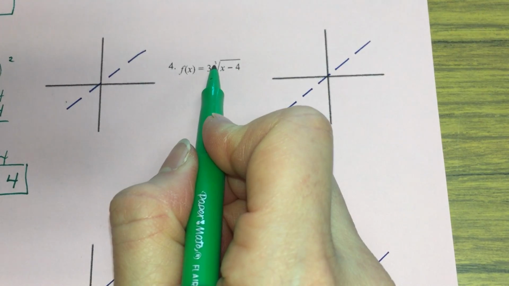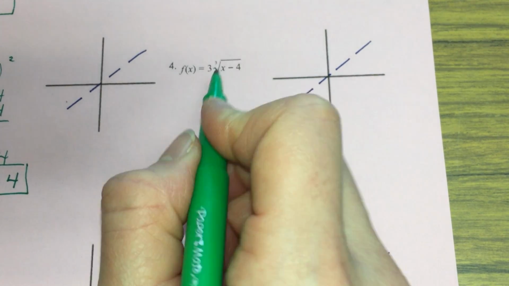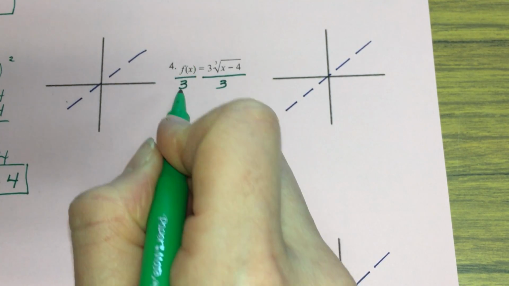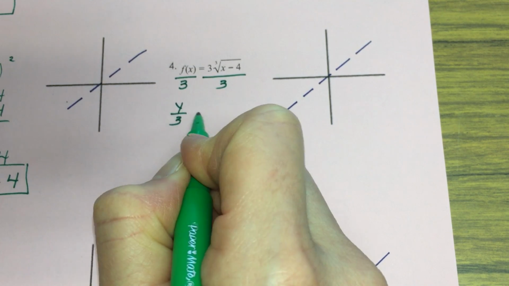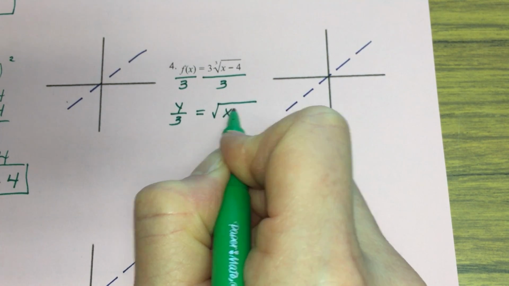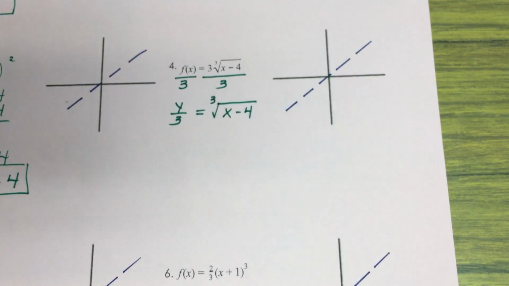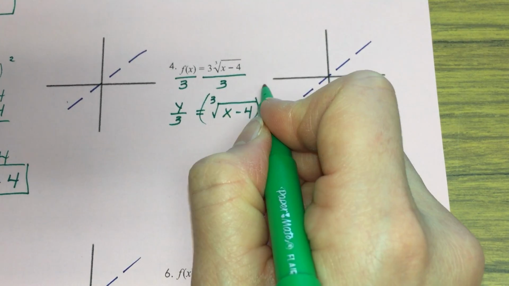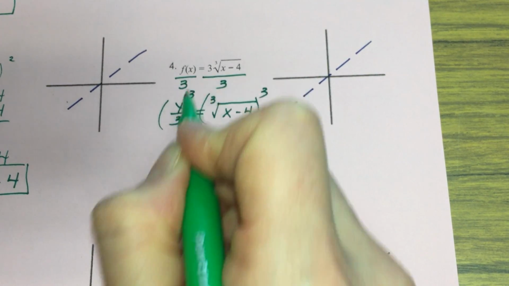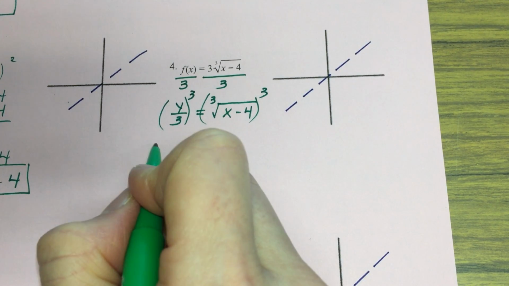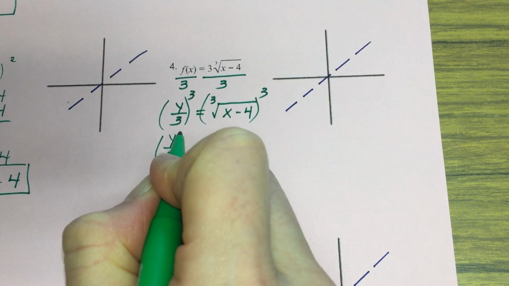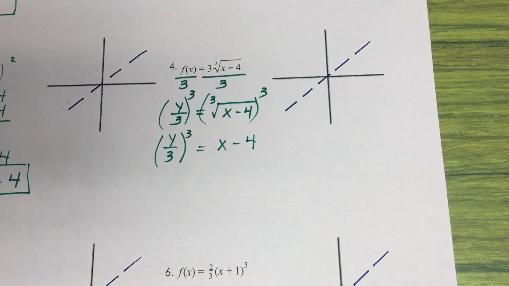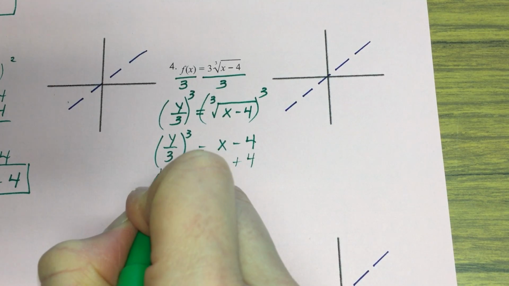Number 4, before getting rid of that radical, let's divide each side by 3. This should be a y, so y over 3. Equals cube root of x minus 4. Undo that cube root by cubing each side. Again, you may just leave those parentheses, don't worry about simplifying. The radical goes away. To get x by itself, add 4 each side.